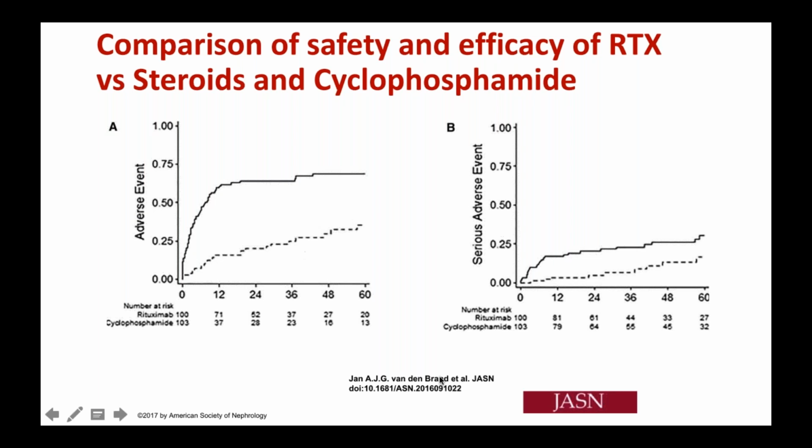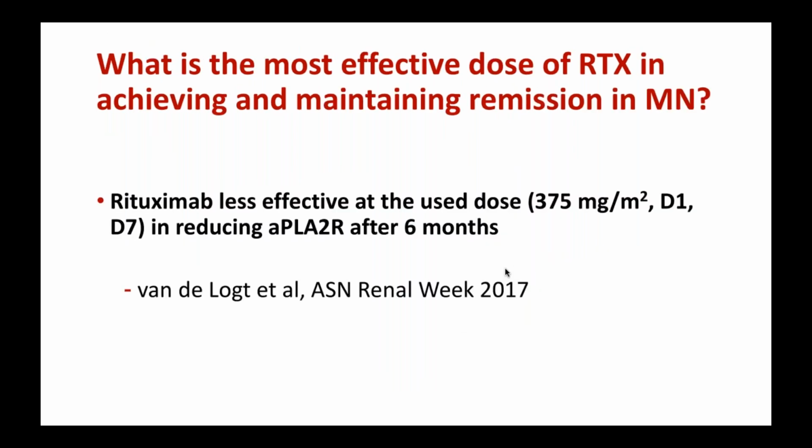So in this paper, which appeared earlier this year, they looked at the number of adverse events and found that those who received cyclophosphamide actually had much greater likelihood of developing adverse events compared to rituximab, both any type of adverse events and serious adverse events. So this is not something which is a big surprise to us. The next question that we want to know is what is the most effective dose of rituximab in achieving and maintaining remission in membranous nephropathy?